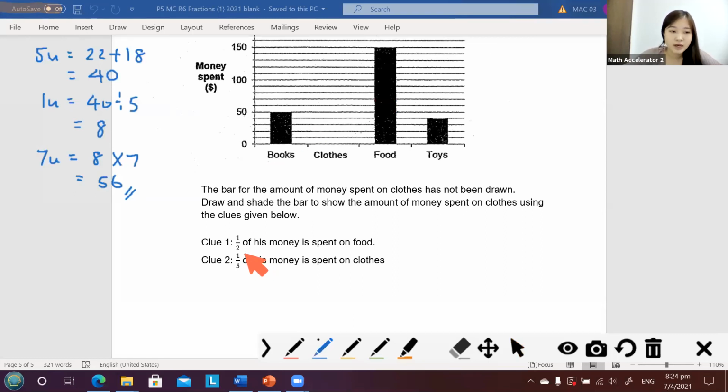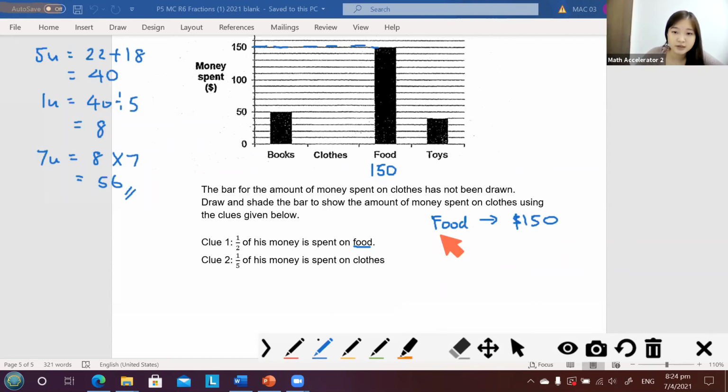Clue number 1. Half of his money is spent on food. Look at your bar graph. Use a ruler if it helps you with the accuracy. He spent $150 on food. Read the graph. This is half of his money. The food is $150, but this is half of his total. So how do you find the total amount of money that Cadence has?